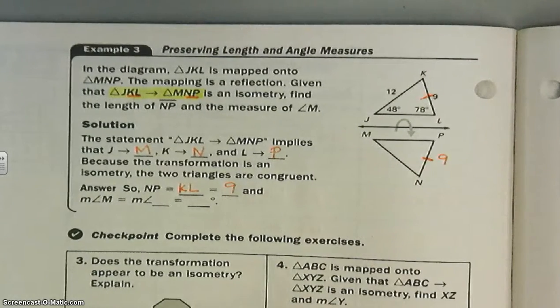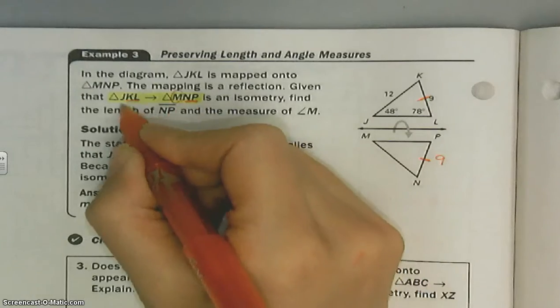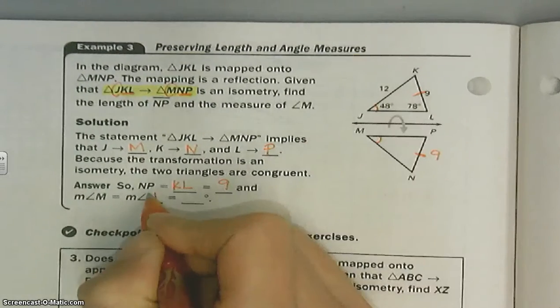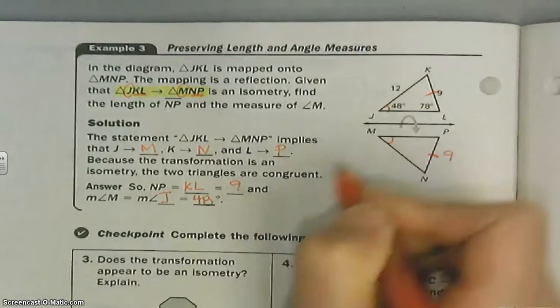Now let's look at angle M. Well, here's angle M. Angle M is the same as angle J. Angle M and angle J, which is 48 degrees.